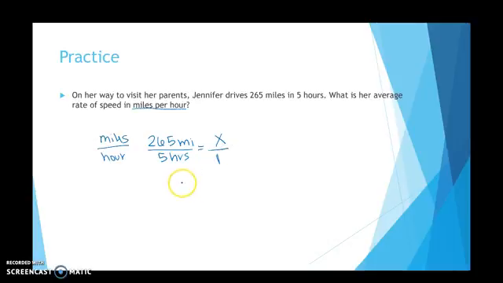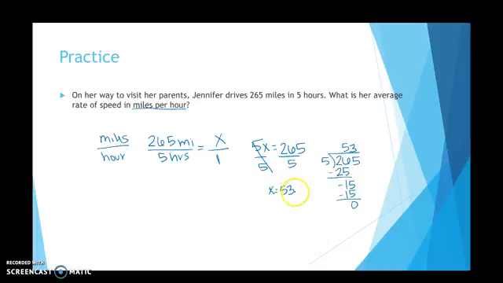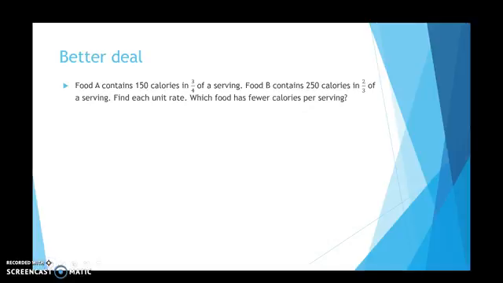1 hour. So again, we're going to do our cross product. So 5x equals 265. Isolate our variable and divide. Okay, so once you do the division, we find that x is 53. So she drove 53 miles per hour. Let's take a look at another example.